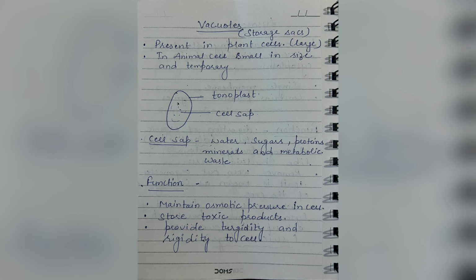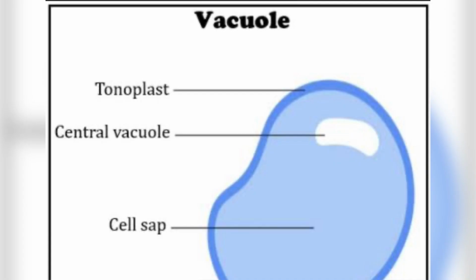Now what are the main functions of the vacuoles? Vacuoles help to maintain the osmotic pressure inside the cell. They help to store the toxic products, that is the waste products. They help to provide the turgidity and the rigidity to the cell. Here we have a diagram of the vacuole also for more clarification. You can see here the outer membrane of the vacuole is the tonoplast, and the central vacuole is present, and cell sap. Cell sap we already discussed.